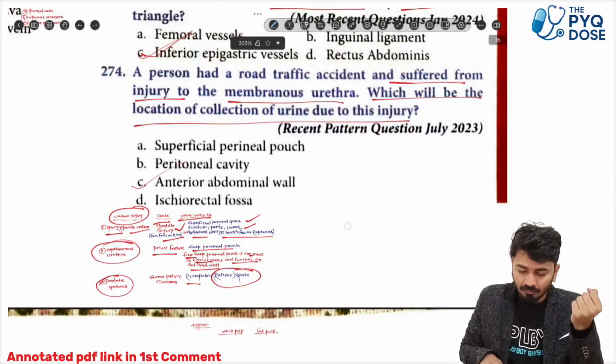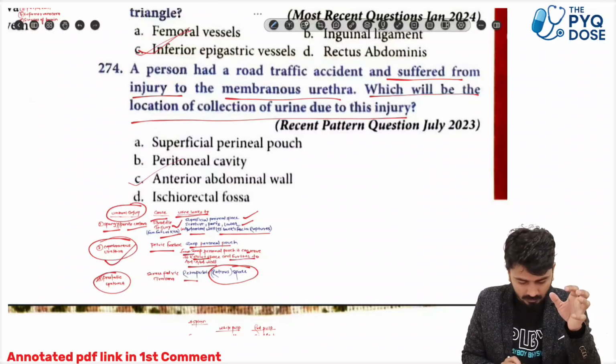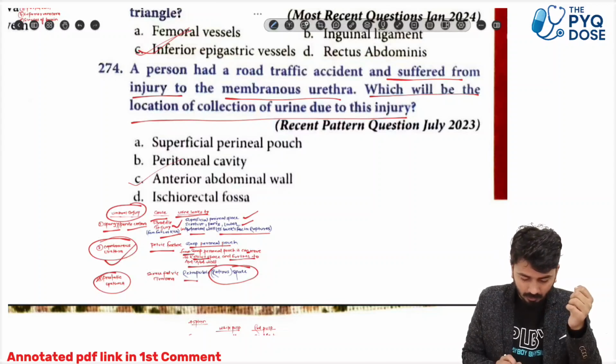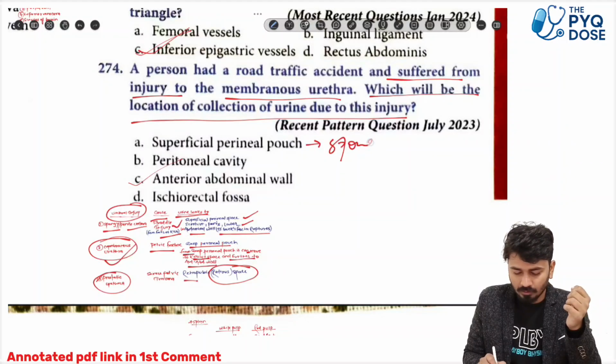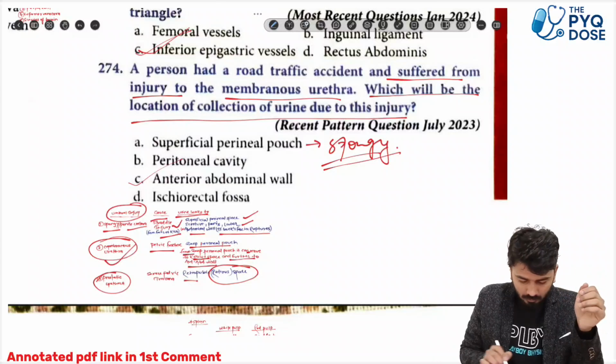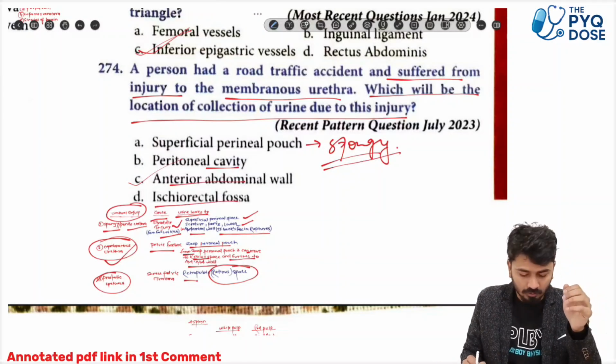A person had a road traffic accident and suffered an injury to the membranous urethra. So membranous urethra injury is mainly due to pelvic fracture. Okay, so the urine will leak to the deep perineal pouch. Superficial perineal pouch is given here, and superficial perineal pouch is generally involved due to a spongy urethra injury. So peritoneal cavity, no. Anterior abdominal wall and sacrorectal fossa. So generally the answer will be anterior abdominal wall.